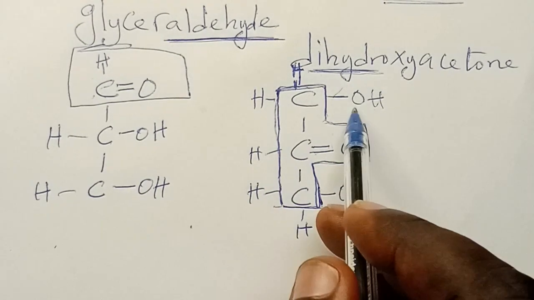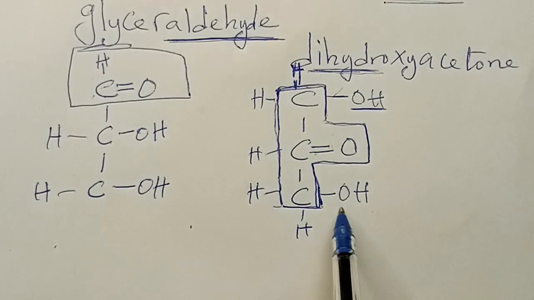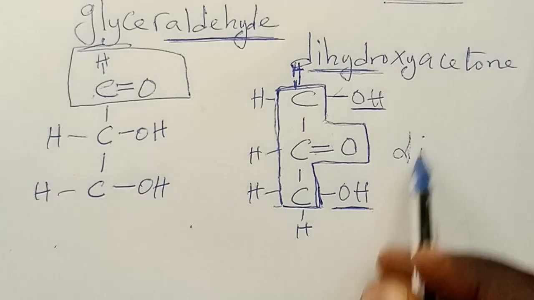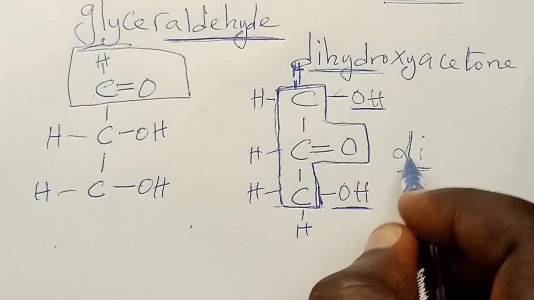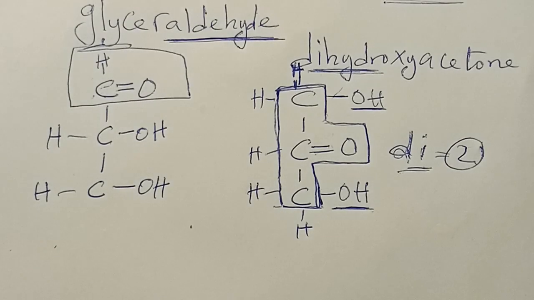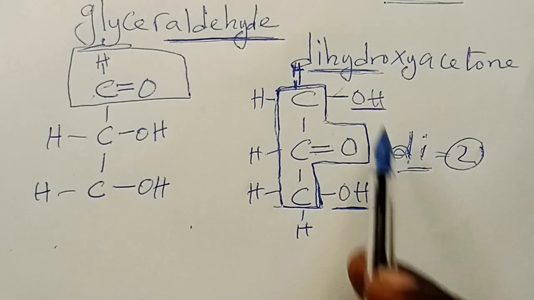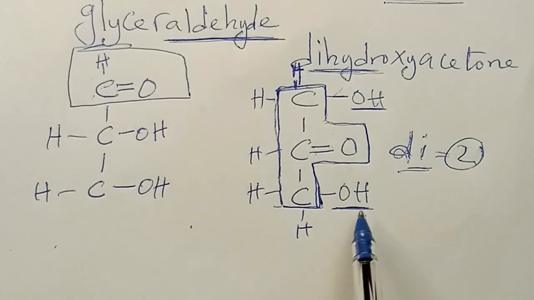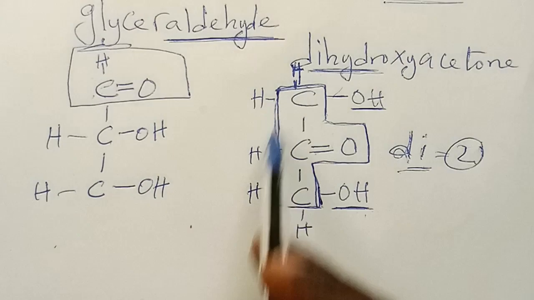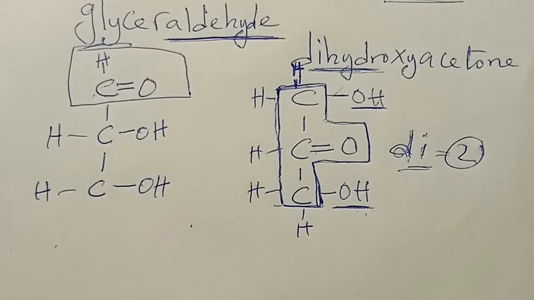The reason for this name: dihydroxy, that is 2-hydroxy. This is the first hydroxy group, and this is the second hydroxy group, giving it a di. So di simply means 2. So the name di means 2. That is dihydroxyl, that is 2-hydroxyl. Then acetone, which is the keto group, as you can see here. That is the origin of the name.